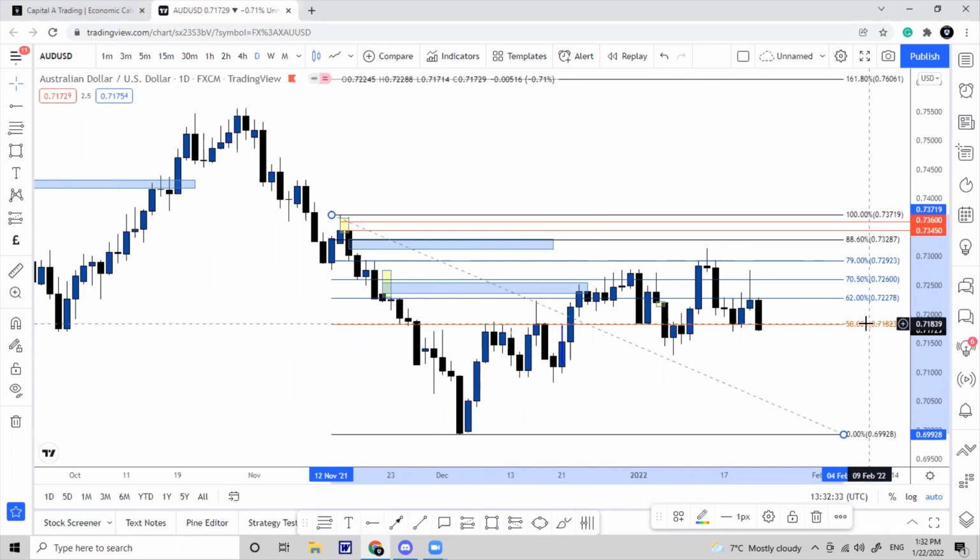Keep an eye on that. Keep an eye on the interest rate decision on Wednesday at 7 p.m. That's the AUD USD.